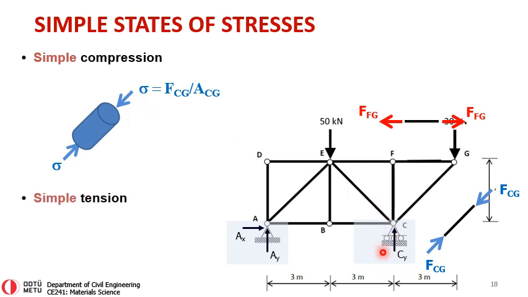Let's take another rod, this time FG. This is in simple tension, as you can see over here. So it's a rod, so it has a cross-sectional area. If I divide the force by that cross-sectional area, I will get the stress. And that stress is now in tension. And that is the only stress that exists on that rod.